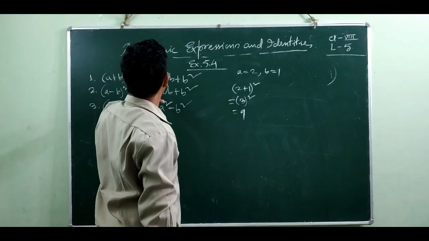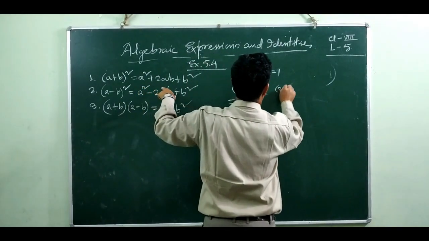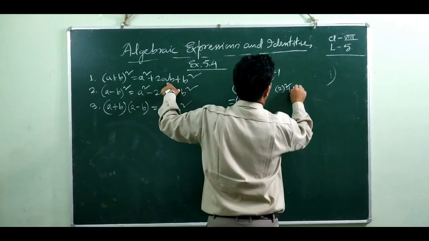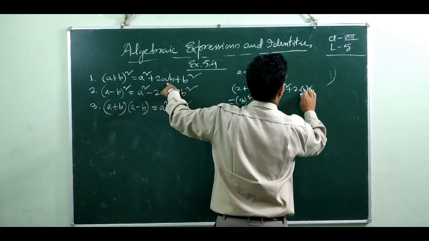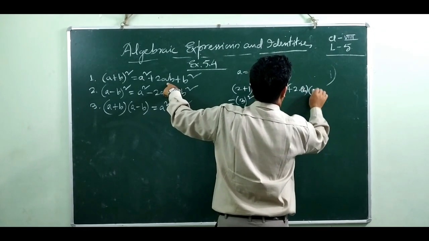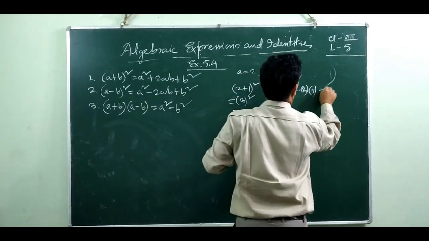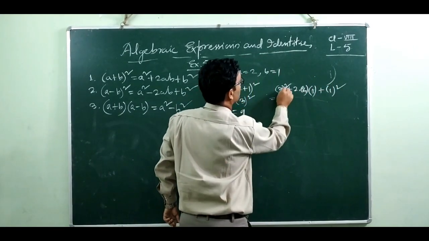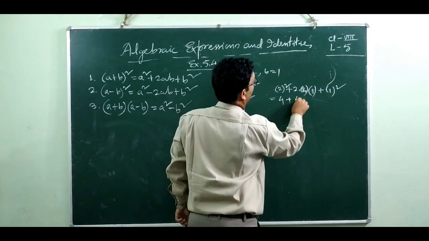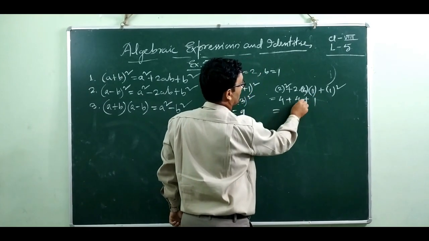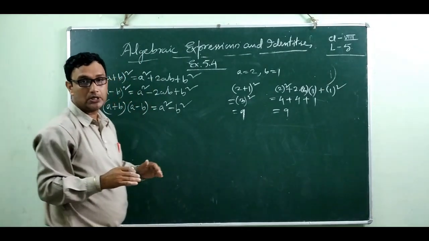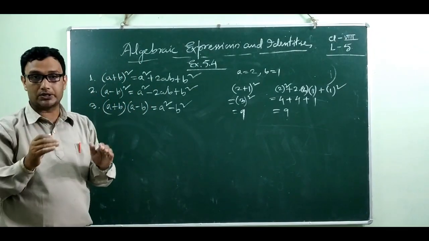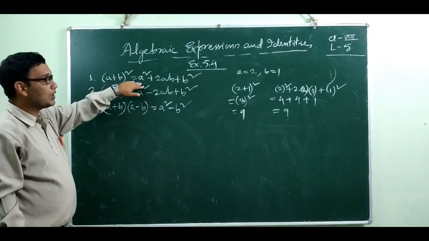Now this side you see, a square means 2 square plus 2 into 1 into 2 plus 1 square. Then 2 square means 4, 2 twos are 4, plus 1, 4 plus 4 is 8, 8 plus 1 is 9. So both sides are coming equal. That's why it is called identities, means equality. Now that one you can prove also.